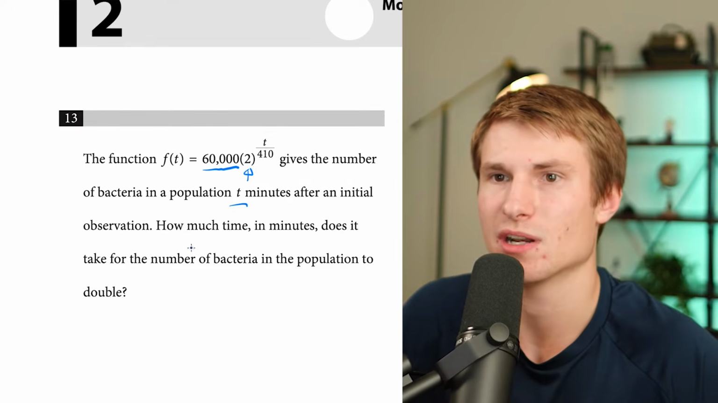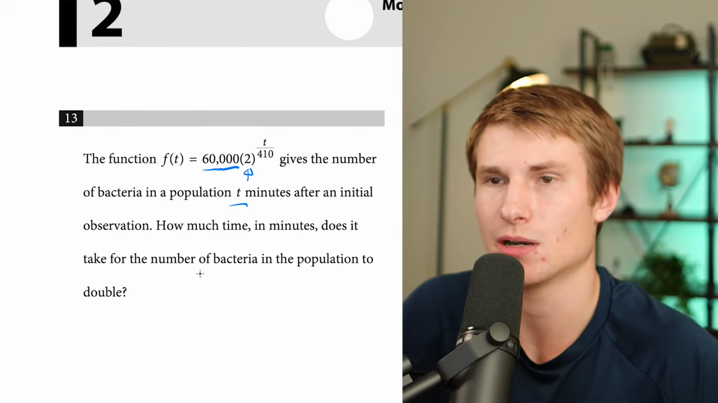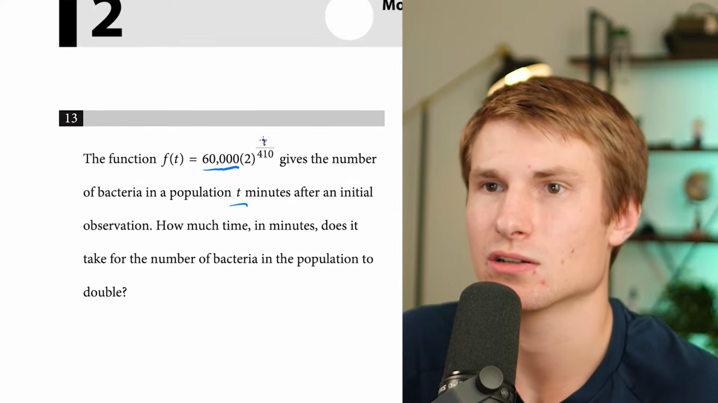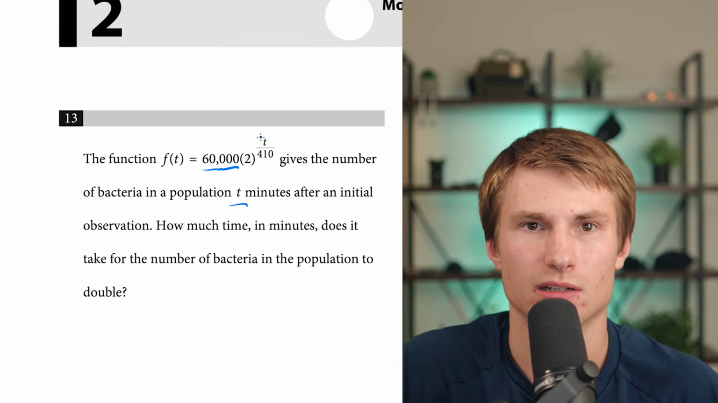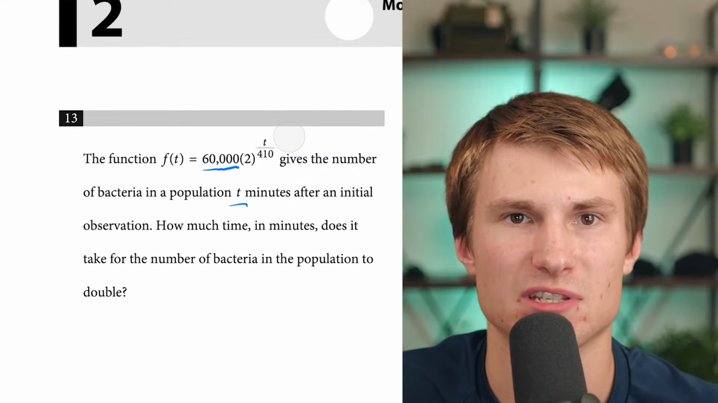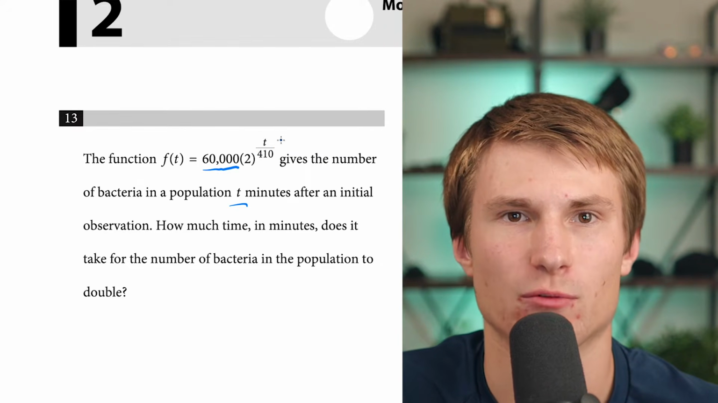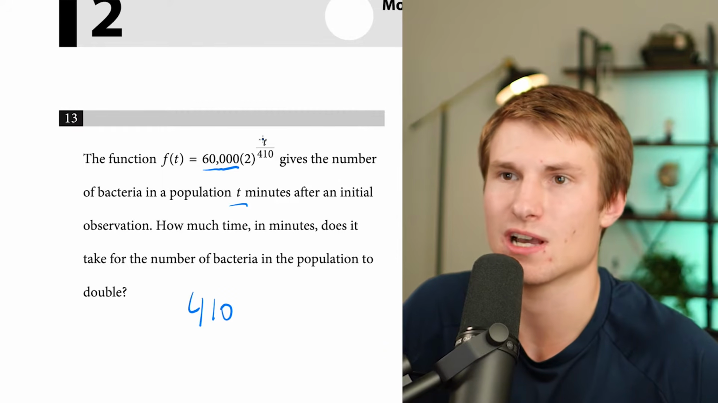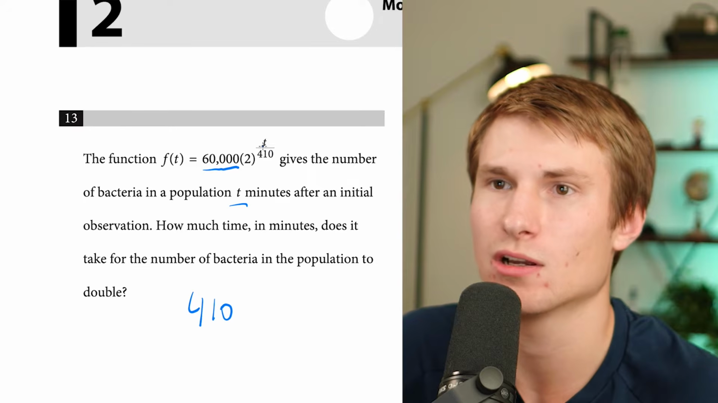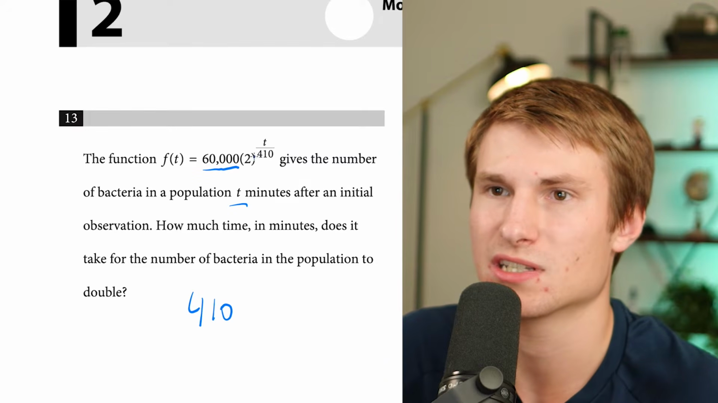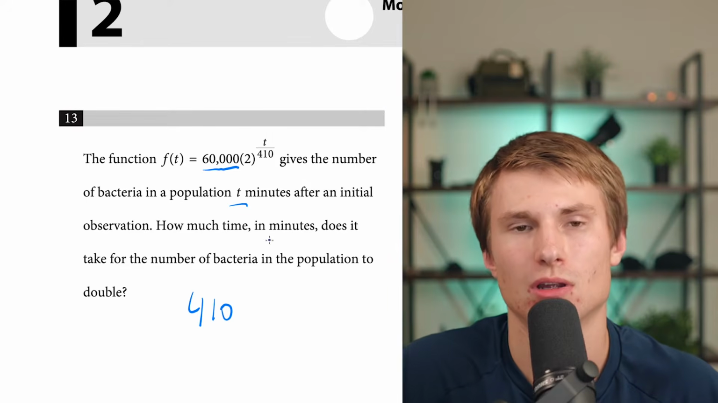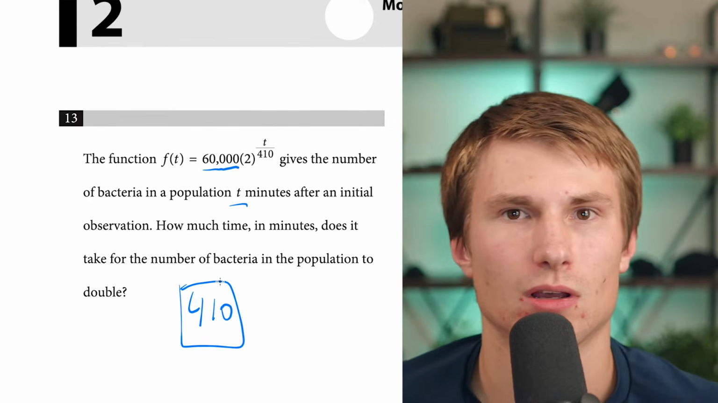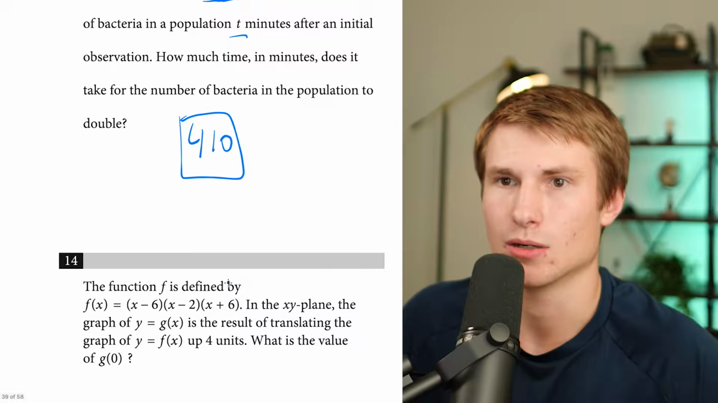How much time in minutes does it take for the number of bacteria in the population to double? Well, it's going to double every time that we get the next whole integer in the value for the exponent. And we see that that's going to happen every time we increase by 410. So we're going to double every 410 days. If you had 410 for t, you'd have 410 over 410, which would be an exponent of 1. So it'd be 60,000 times 2, and thus you'd double. Okay, so every 410 days is how often it will double. All right, moving on to question number 14.